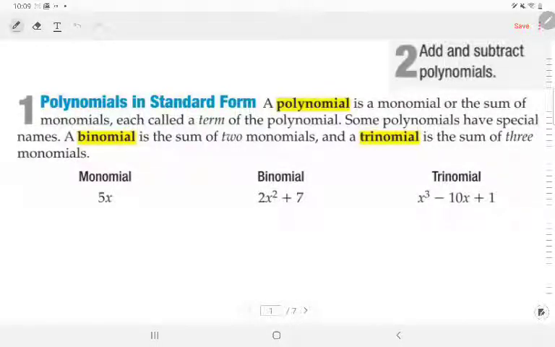Some polynomials have special names. A binomial is the sum of two monomials, and a trinomial is the sum of three monomials. So for example, we've already talked about monomials. This would be a monomial. It's one term, okay? Binomial, this is an example. This would be two monomials added together. This is an example of a trinomial. This would be three terms that are added or subtracted together, okay?